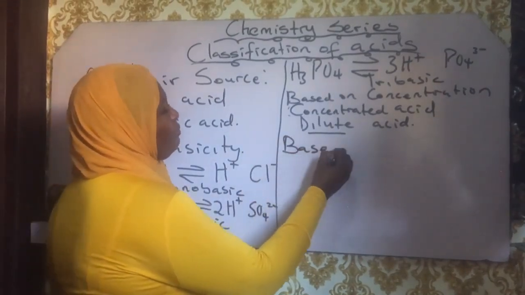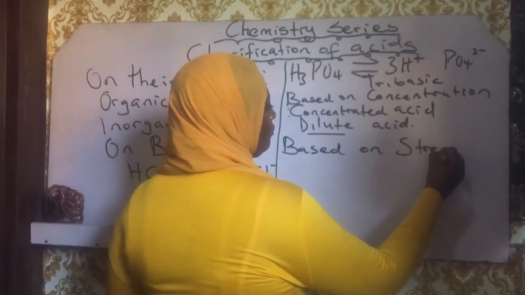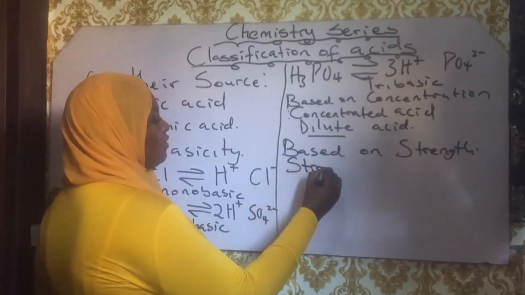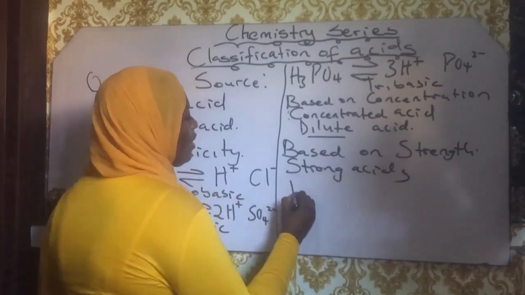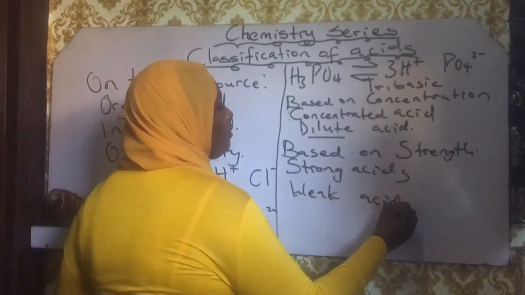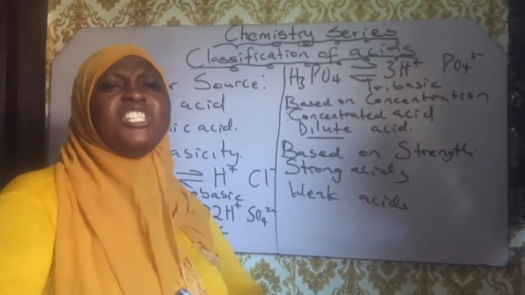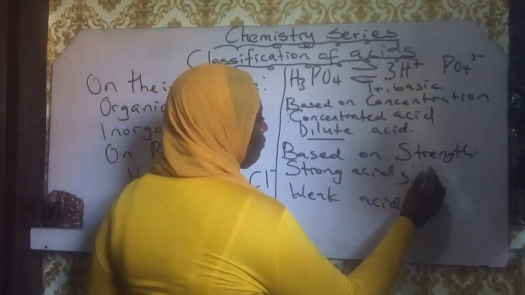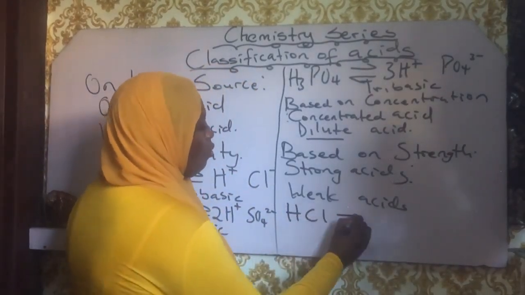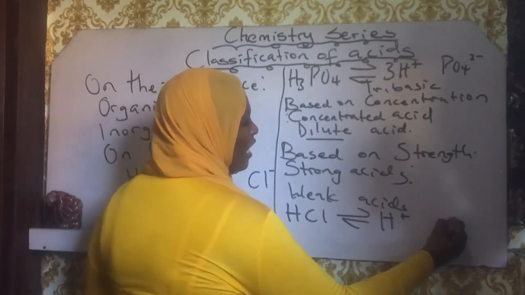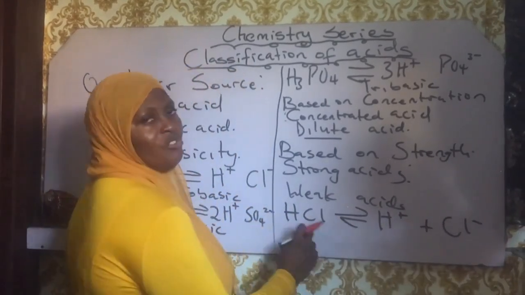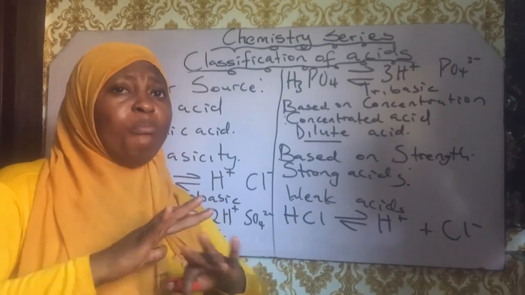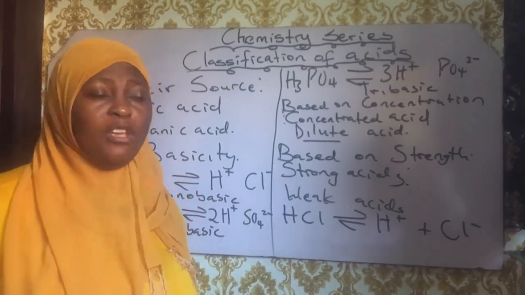And the last classification we are going to be talking about is based on strength. When we talk about based on strength, we have strong acids and weak acids. Now, strong acids are acids that dissociate completely in aqueous solution. For example, HCl dissociates to give H+ and Cl-. This is a strong acid. While weak acids are acids that dissociate partially. They don't completely dissociate. They don't completely ionize in aqueous solution.